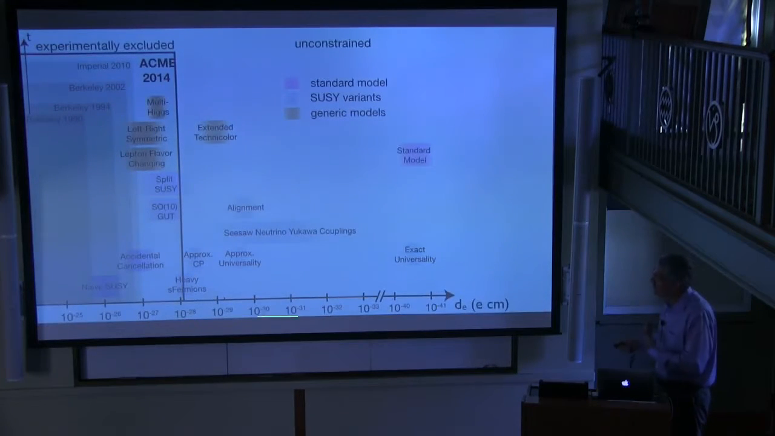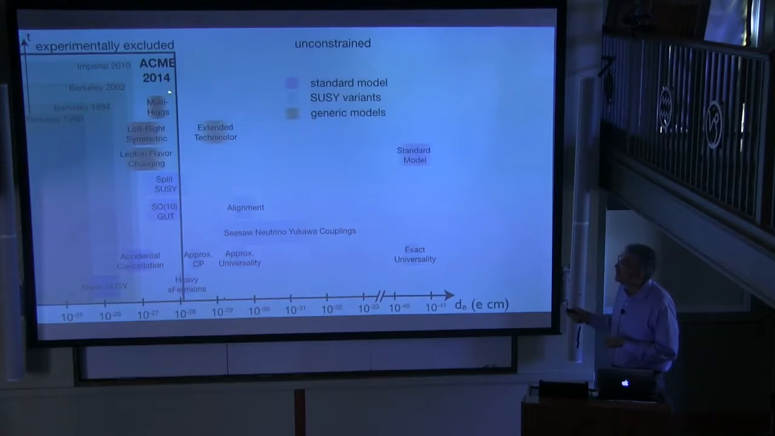Now we're horizontal with the electron EDM here. This vertical axis is time. So here's 1990, 1994, and here's ACME. That was published just at the beginning of 2014.